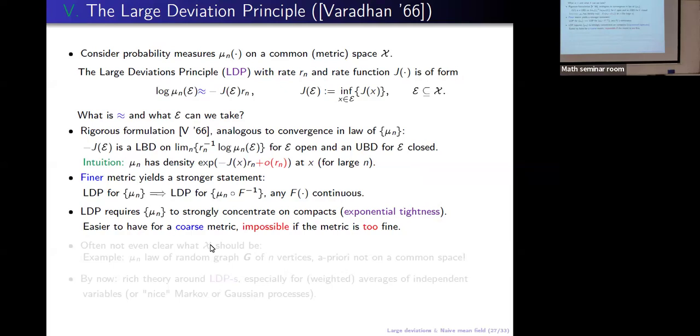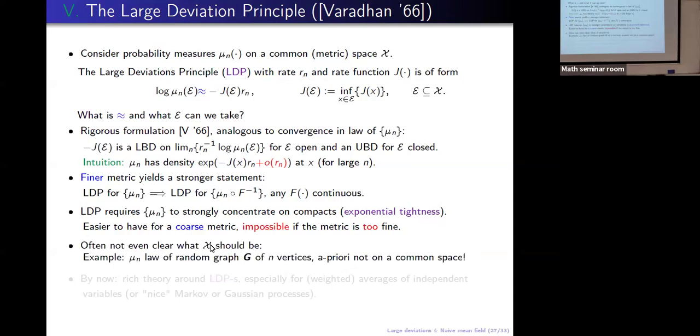Now, the large deviation principle, this is a mathematical fact, requires a measure to strongly concentrate on compact sets. It's difficult or almost impossible to do it unless your measure charges most of the mass on compact sets. And this is called, in technical terms, exponential tightness. It's easier to have it if you have a coarse metric. And if you make your metric too fine, it's just impossible to get a statement. Maybe it's just wrong. Of course, it's difficult to prove an impossible statement.